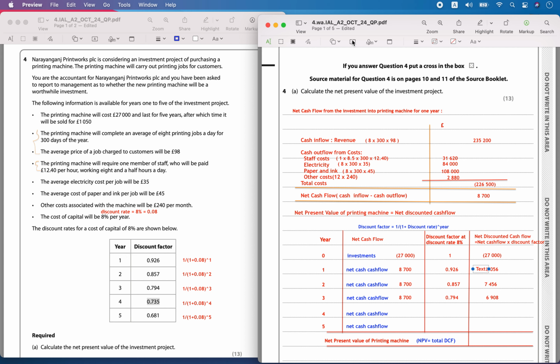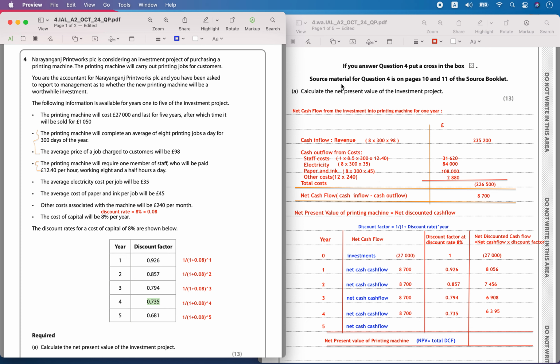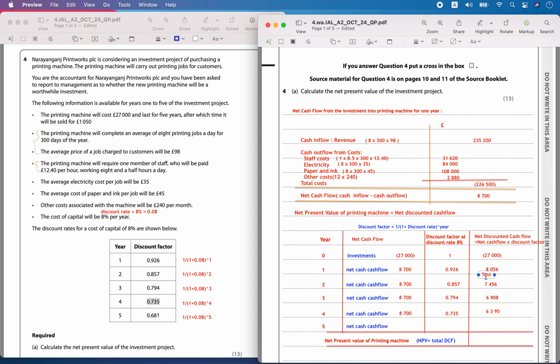Okay, then the net cash flow for the fourth year, the discount factor is 0.735. So 8,700 times 0.735, that is equal to 6394.5. So I am going to write it as 6395.